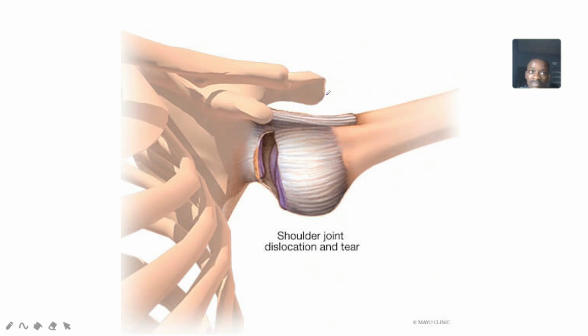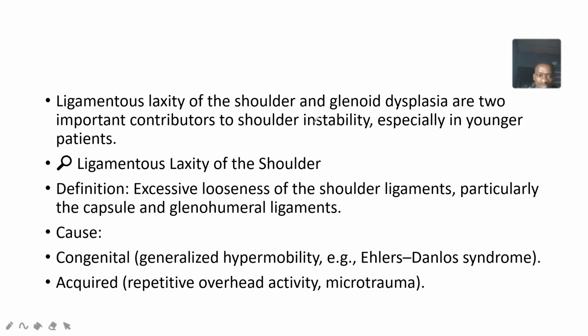Laxity simply means they are soft, or too flexible. They should have some range limitations, so that when you want to move, there's a way you can move and stop. But when you are able to move anyhow, that's when you see that there's laxity. So they're two important contributors that make your shoulder unstable.